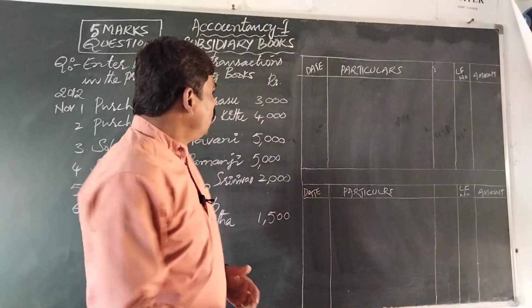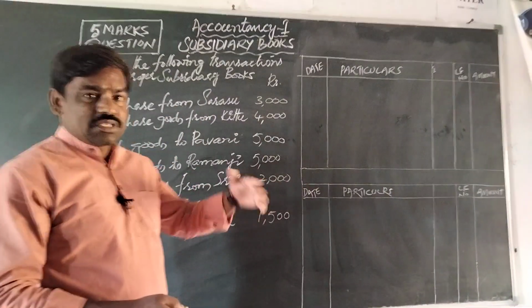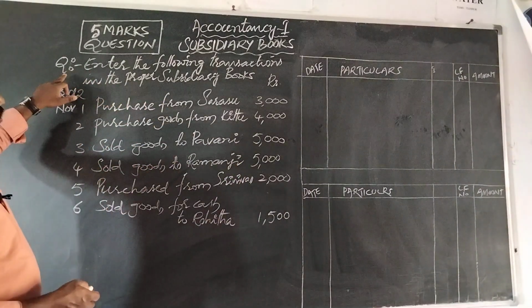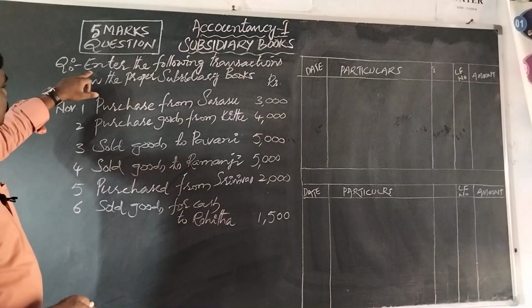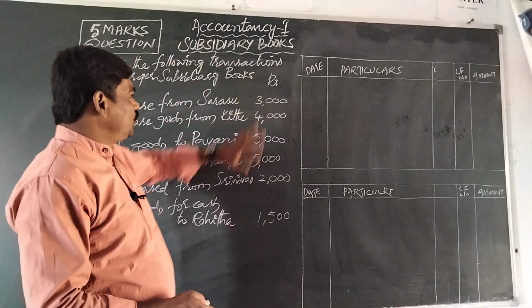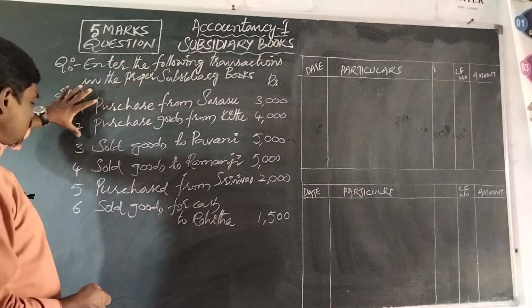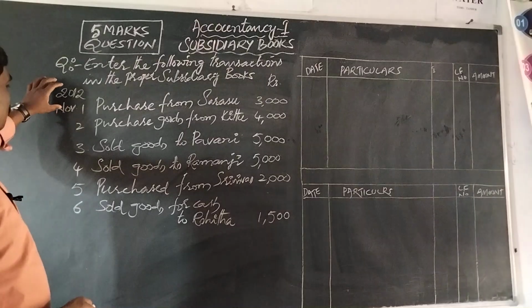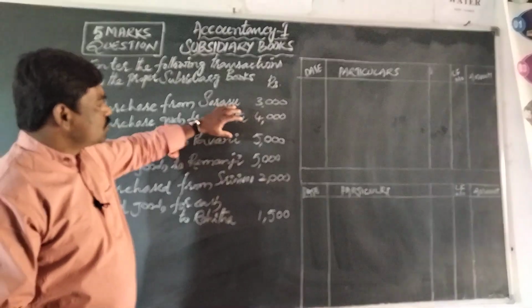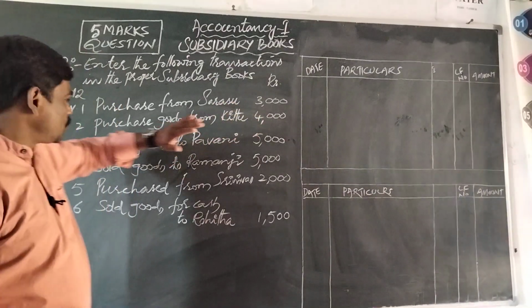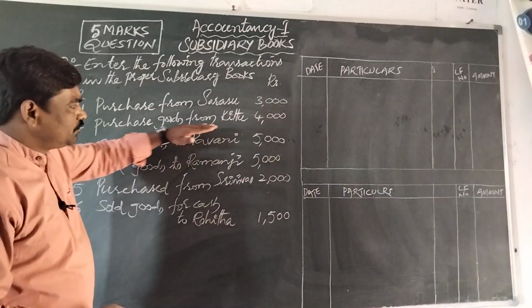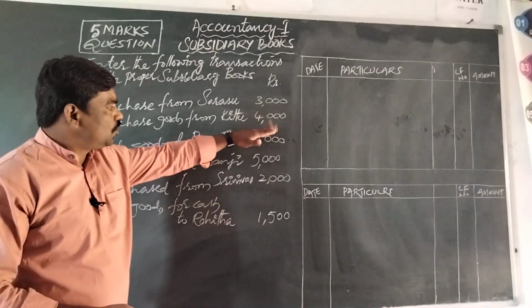Right. See here, one problem is given for 5 marks in the previous annual examinations in the intermediate. The question: enter the following transactions in the proper subsidiary books. This is the heading and some transactions are given here. November 1st, 2012, purchased goods from Sarasu, rupees 3000. It is one transaction. And on November 2nd, purchased goods from Kittu, rupees 4000.